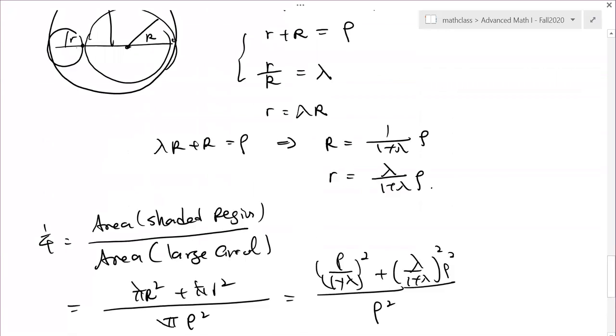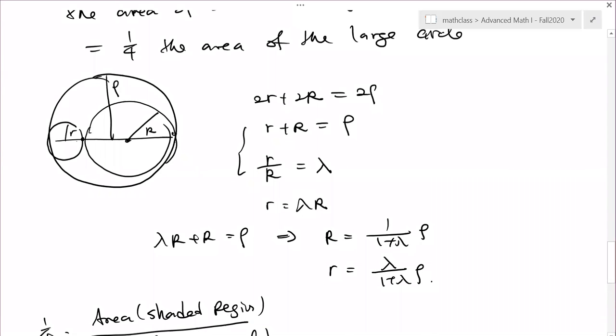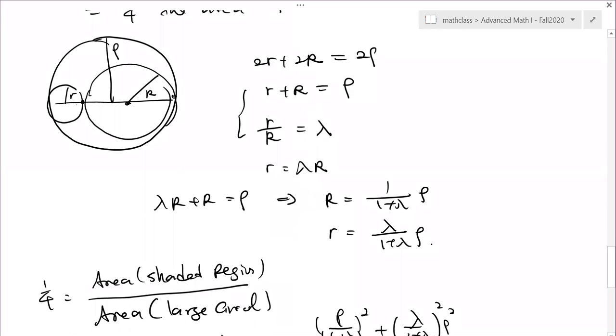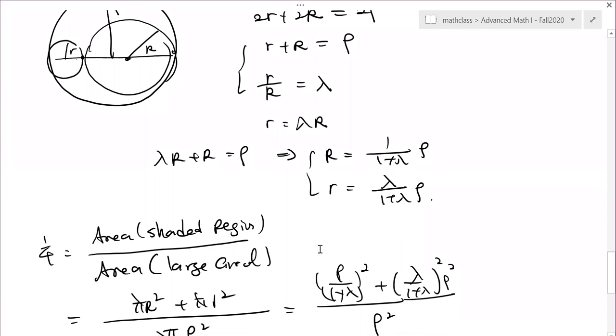Lambda is a smaller number. It's less than 1. So this is a relationship, the proportion. And when lambda equals 1, that means that both circles are equal. When lambda shrinks, then you have these two solutions. So that's almost my mistake actually.